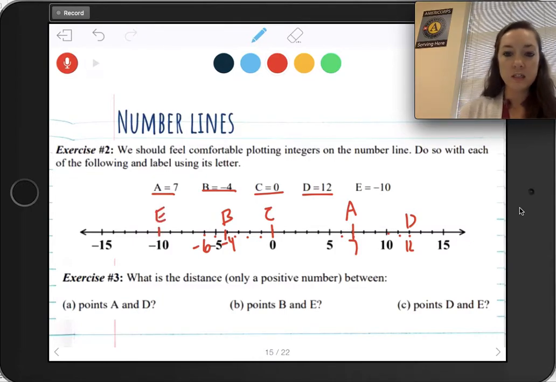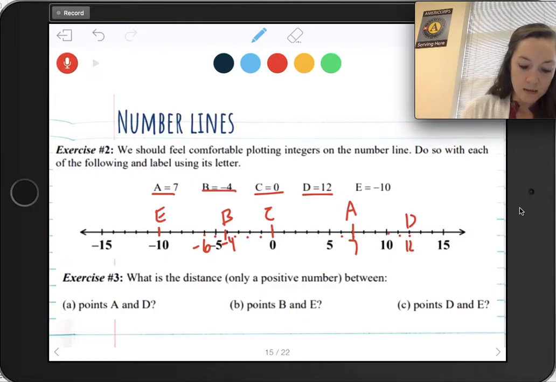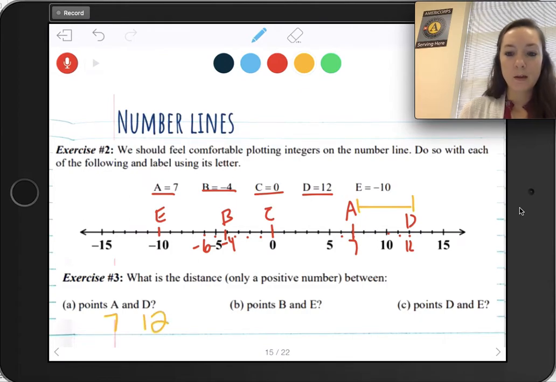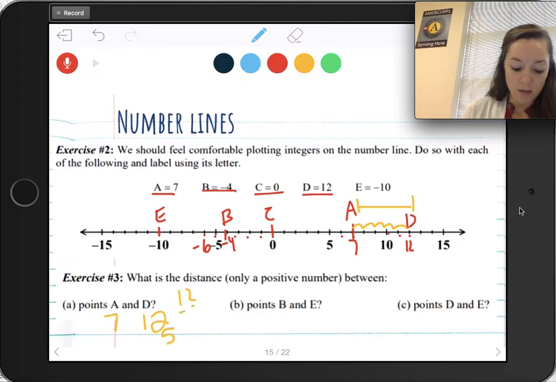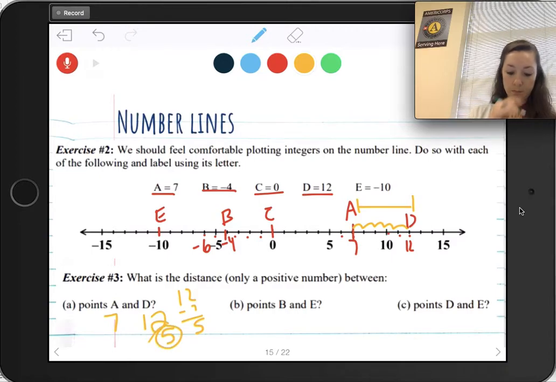Now we're going to find the distance between our numbers. Okay, and we know that distance cannot be negative. There's not negative distance. Like the distance between my hands can't be negative because they're going to just overlap and that doesn't work. So let's look at A and D. So I'm going to use different colors for these. So we're going to go from A to D. So from 7 to 12. Well, how do we find distance between these? How many do I go from 7 to 12? I could skip count like this and I would get 5. Or I could just do 12 minus 7 and get 5. So from A to D, it is 5 units.